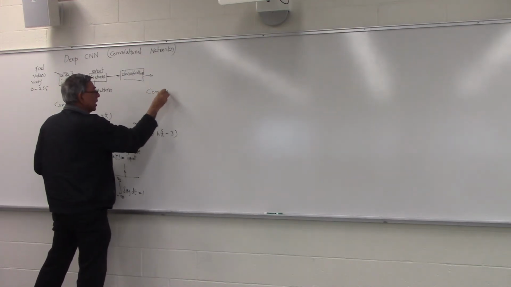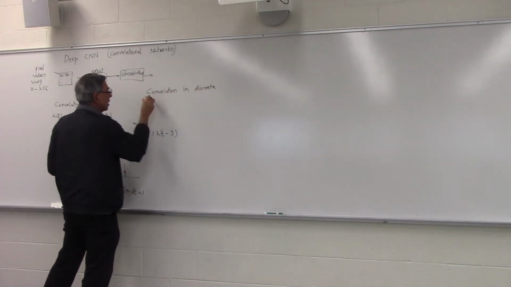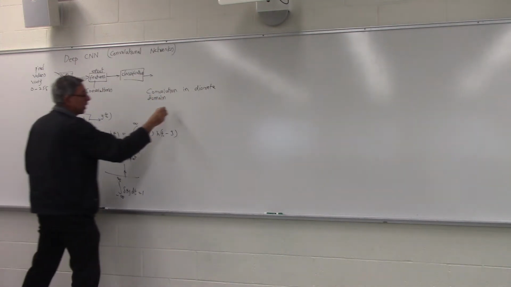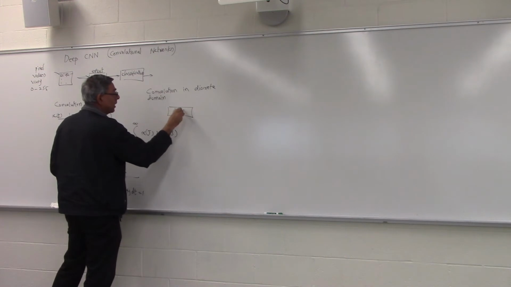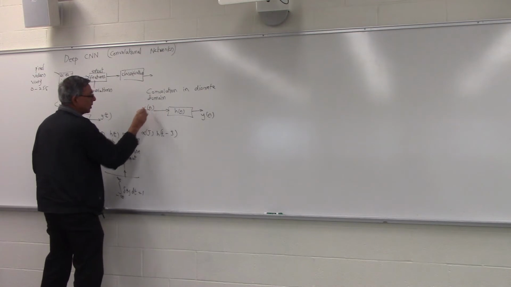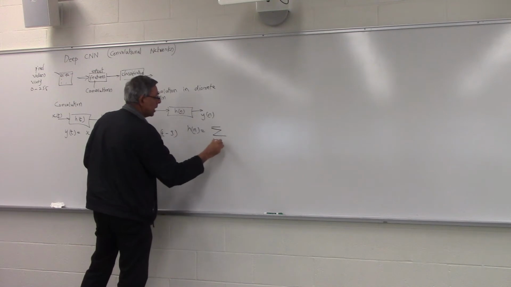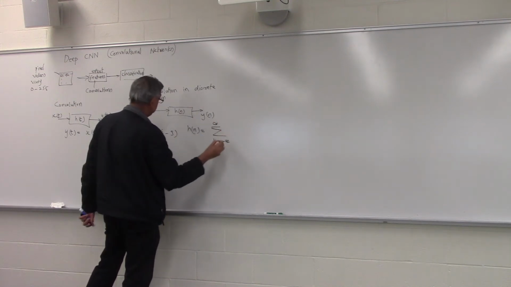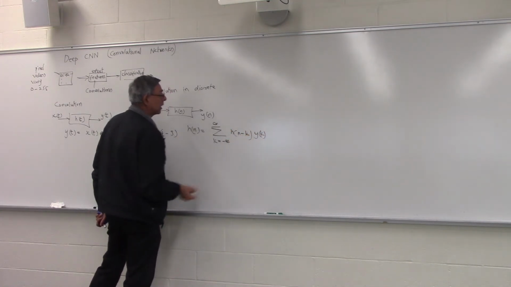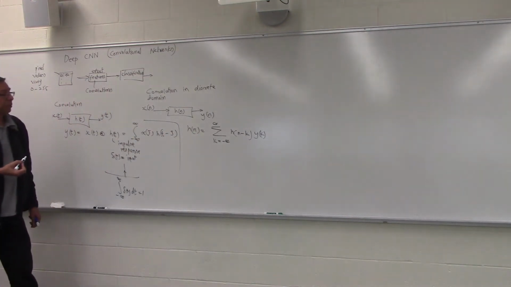If we have convolution in discrete domain, very similar to over here. So let's say we have h of n, y of n, x of n, then h of n will be given as k equal to, for example, negative infinity to infinity, h of n minus k, y of k. So the integral changes to a summation, right?